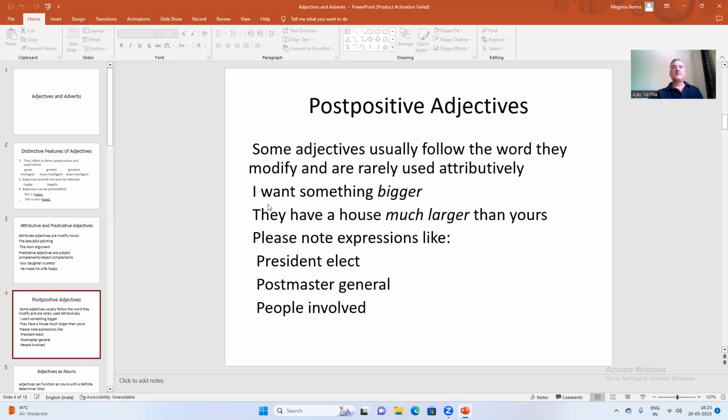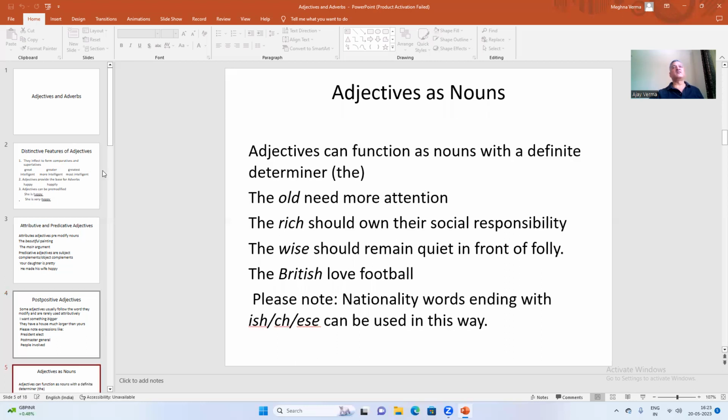The first example: some adjectives, let us first read the description. Some adjectives usually follow the word they modify and are rarely used attributively. So, I want something bigger. So bigger is the post-positive adjective, which is used to modify something. And then we have some regular expressions like president elect, postmaster general, people involved, where the adjective follows the noun immediately or is written immediately after the noun.